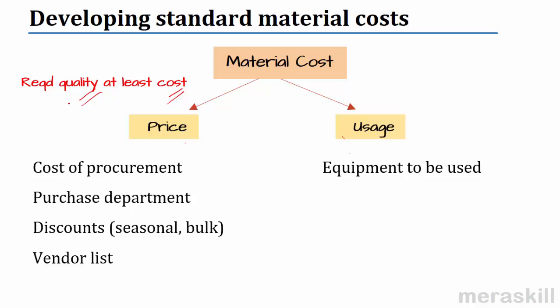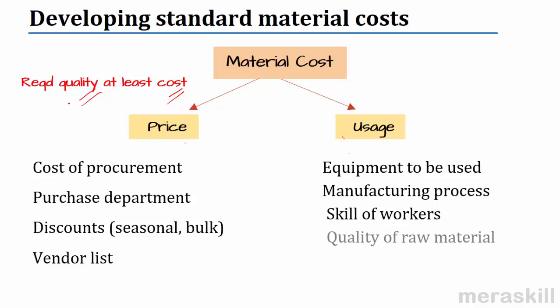Now, this usage may depend upon the equipment that we are using. A faulty equipment, an equipment which is not of standard quality, may result in greater material losses. It may depend upon the manufacturing process. It may depend upon the skill of the workers. The more skilled the workers are, the more productive they are, the more efficiently they use the materials. It is quite possible. It may also depend upon the quality of raw material.